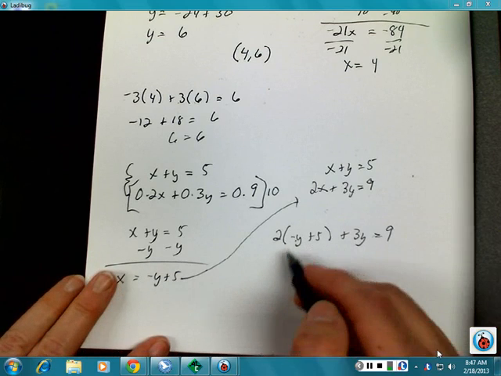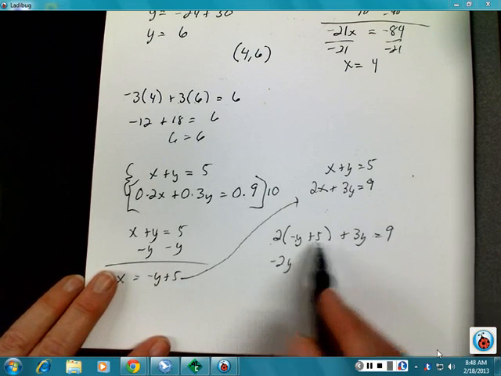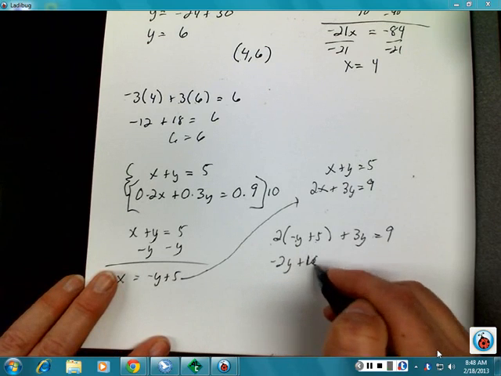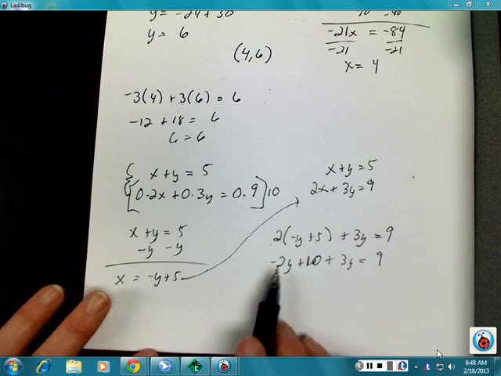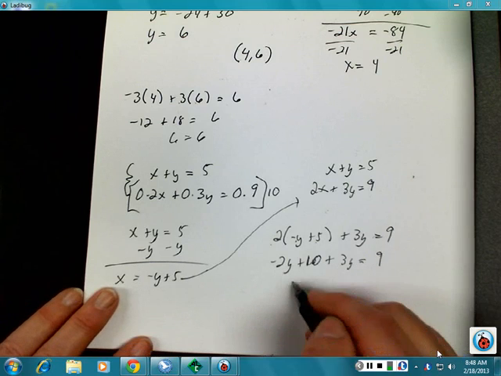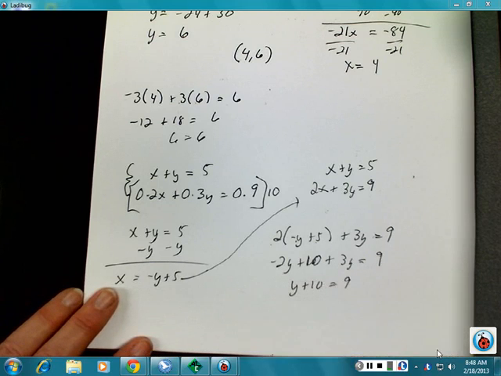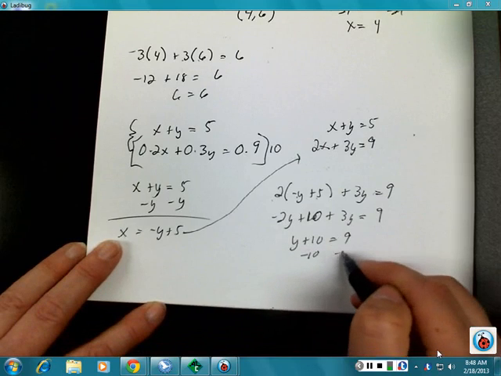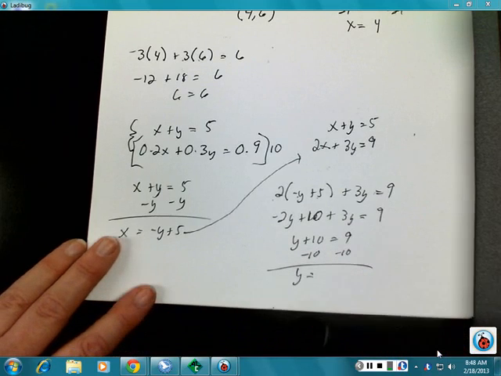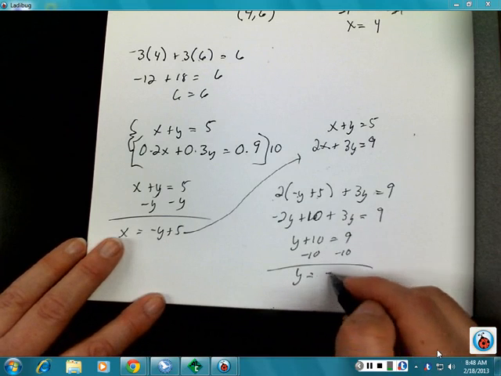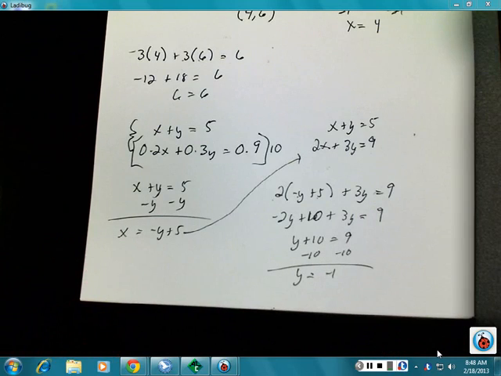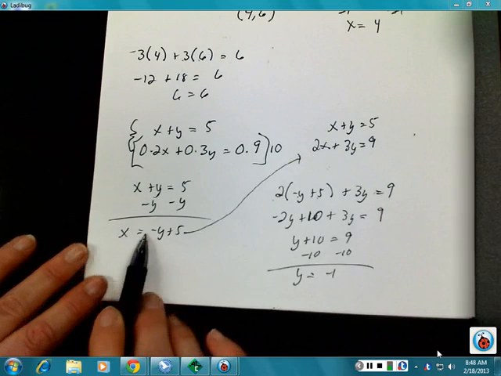2 times the negative y is negative 2y. 2 times 5 is 10. Plus 3y equals 9. Negative 2y and 3y leaves me with a y plus 10 equals 9. Subtract 10, and I find y is equal to negative 1. So that's y, but now I have to go back and get x.